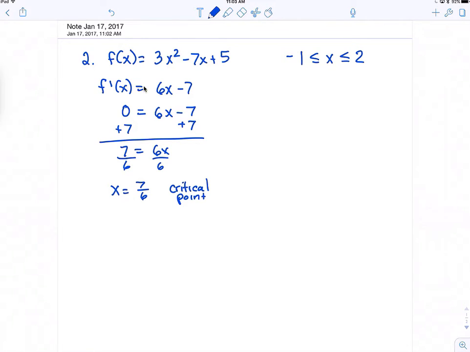The first thing you want to do is set your first derivative equal to 0 to find your critical point. In this case, we have one critical point, 7/6. The next step is to evaluate your function at the critical point. Make sure this is in the interval, which 7/6 is, because it's a little more than 1. The next thing you're going to do is evaluate your critical point and your endpoints. So go ahead and work on that.